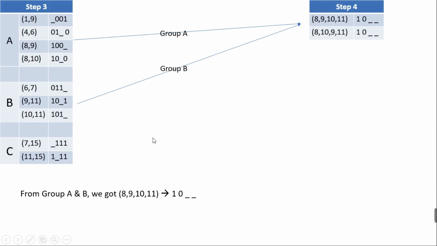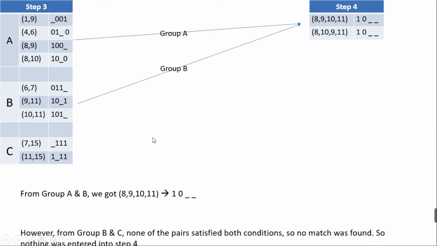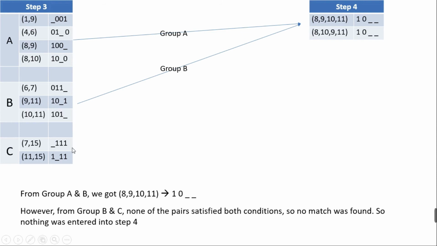So let's see what we can get from group B and C. You can see that I have not written anything here for group B and C. That's because none of the pairs satisfies both the conditions. No match was found, so nothing was entered into step 4. So you get the point, right? We're only going to put numbers into step 4 if we can somehow match both conditions, the conditions we explained a few minutes before.